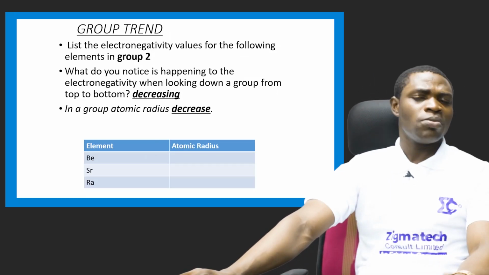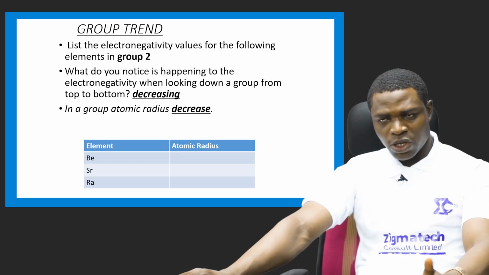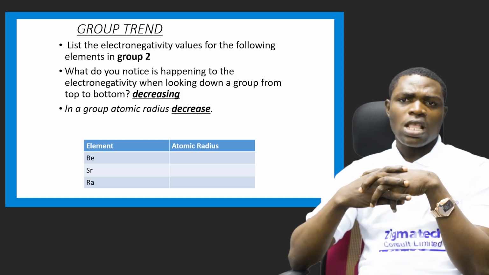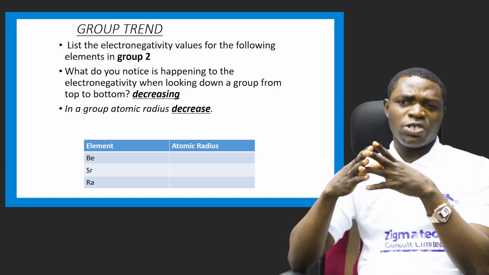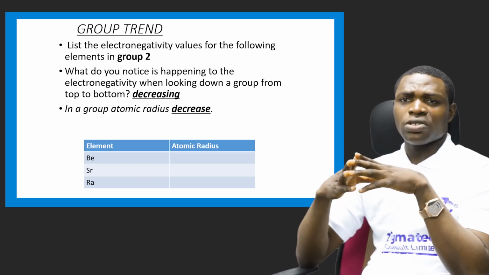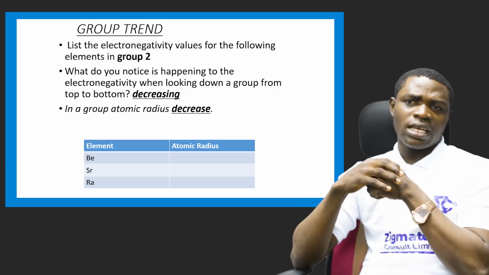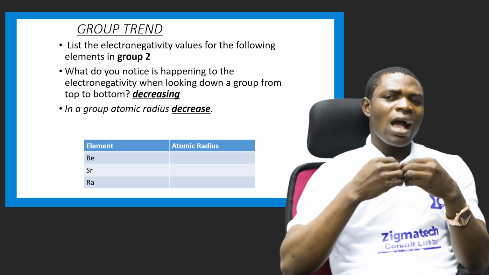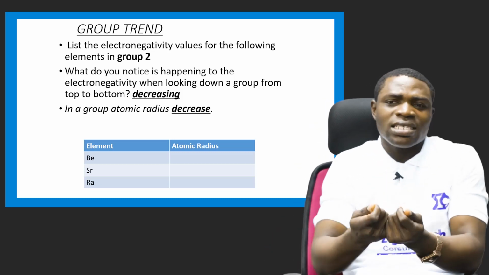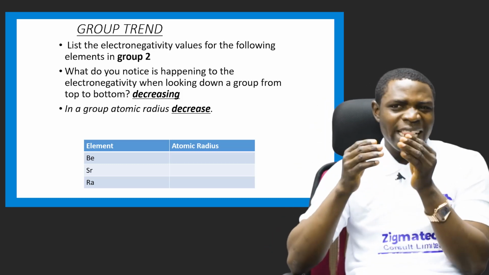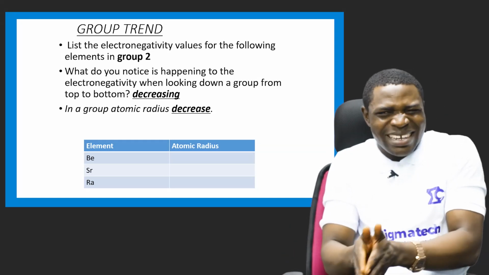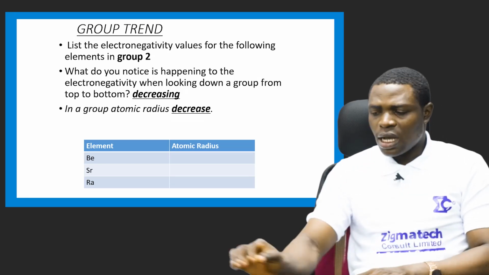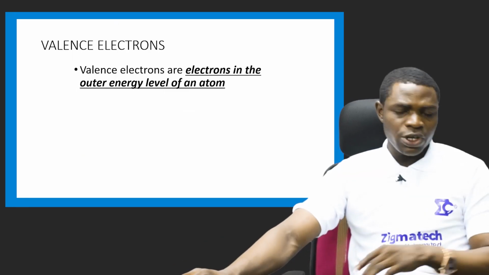Tracing the group now, remember we are looking at both period and group. Let's take a look at it from the group. Now look at this species of elements we have been considering for electronegativity. You will understand that beryllium has the highest electronegativity, because electronegativity decreases as we walk down the group, while it increases as we go across the period.